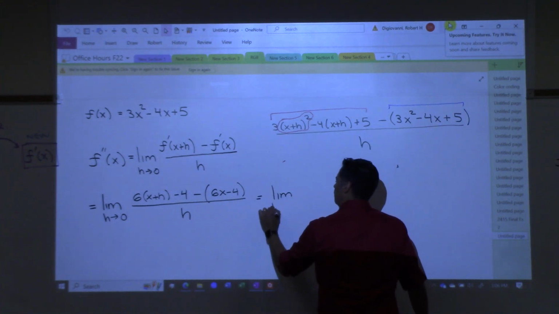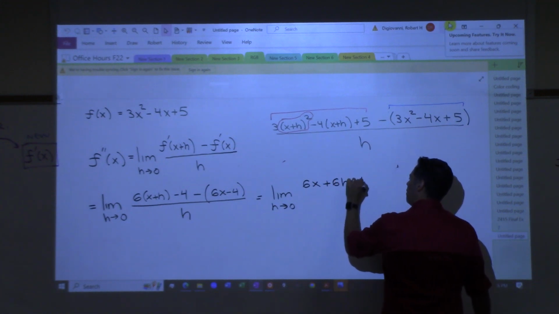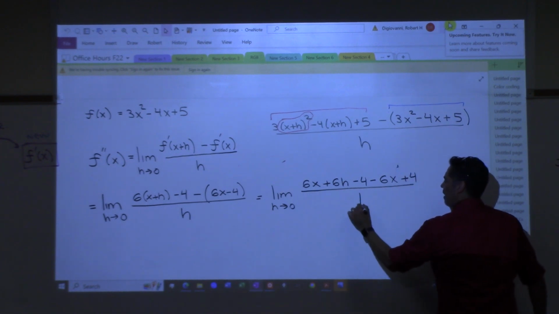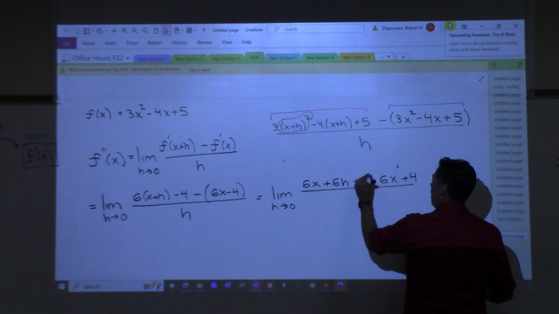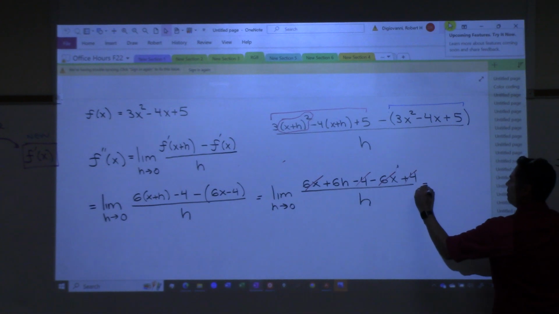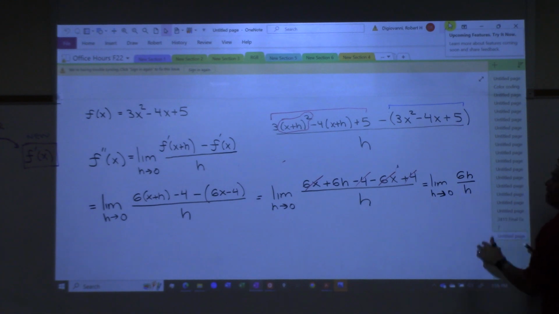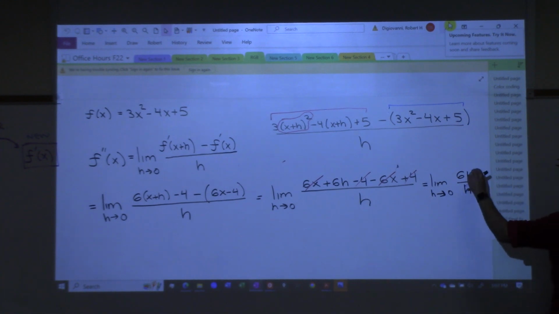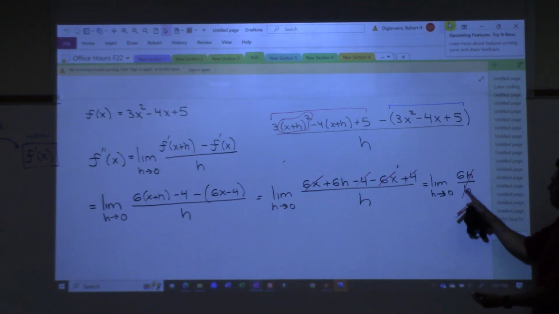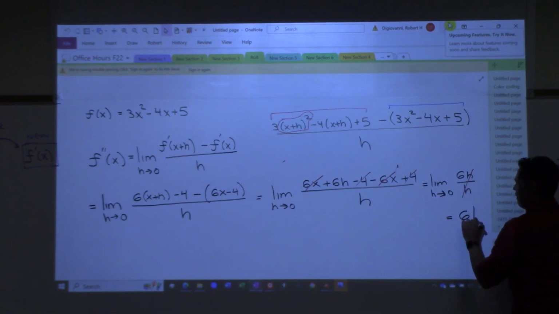Limit h goes to 0. And you've got 6x distribute plus 6h minus 4 minus 6x plus 4 all over h. Good things go away. Good things happen. Things cancel. All I'm left with is limit h goes to 0, 6h over h, and cancel these h's out. And then now you have a constant, right? And the limit of a constant is the constant. Once these h's are gone, you're saying, hey, what happens when h goes to 0? And all you have is a 6 there. So your answer is just 6. And we're done.